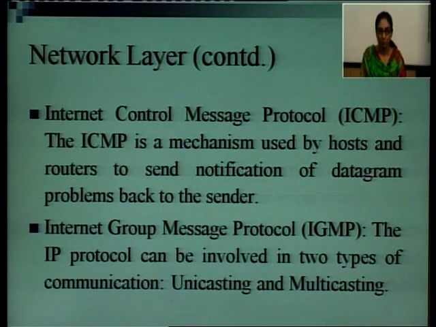If there is some problem, the notification is sent by the ICMP, which sends the notification back to the sender. The last supporting protocol is IGMP, that is Internet Group Message Protocol. It involves two types of communication, unicasting and multicasting. Unicasting means one to one and multicasting means one to many. So what type of communication is done is controlled by the IGMP.